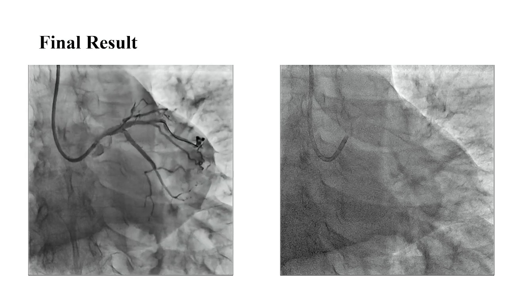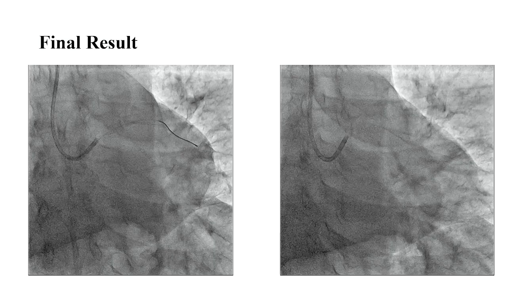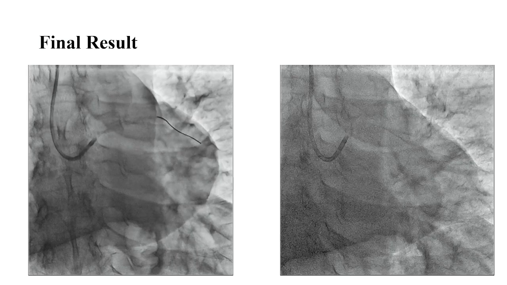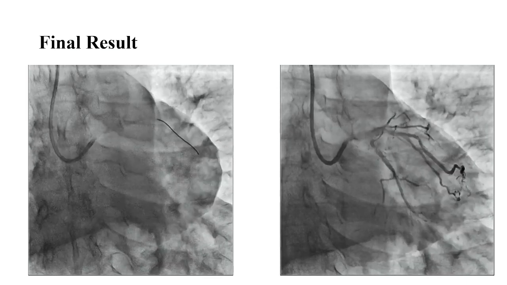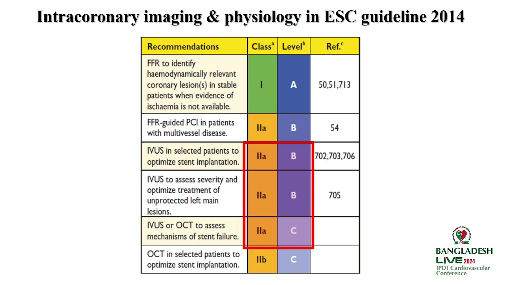So this is the final view. I think you are happy with this angiographic final view with the ostium of the circumflex. So what is the recommendation?